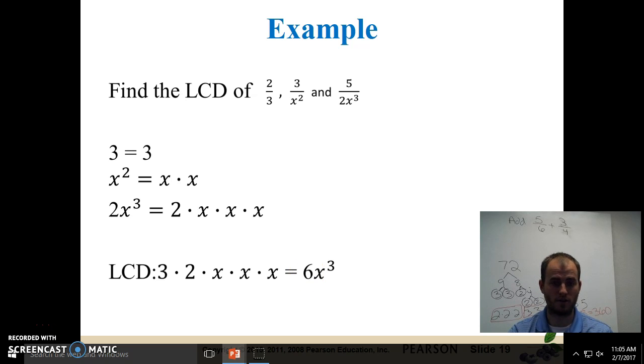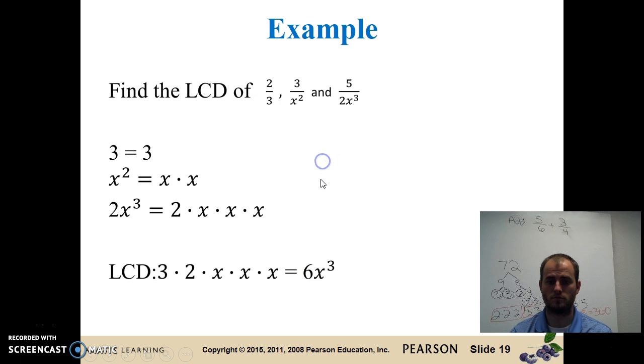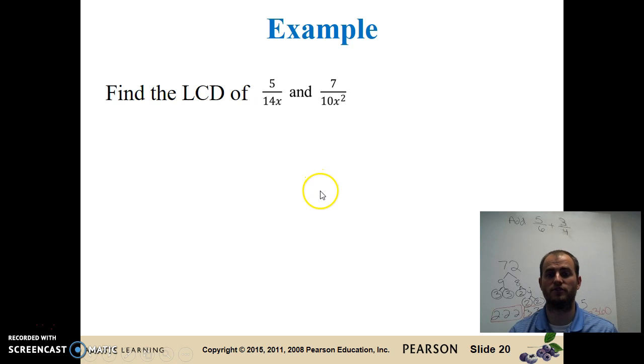Okay? So why don't you try to do letter H on your paper? Find the LCD of 5 over 14x and 7 over 10x squared. Again, you have to break 14 down and 10 down and go from there. Please bring that one to class. Even if you're not sure how to do it, try it and we'll go over it if you have any questions.